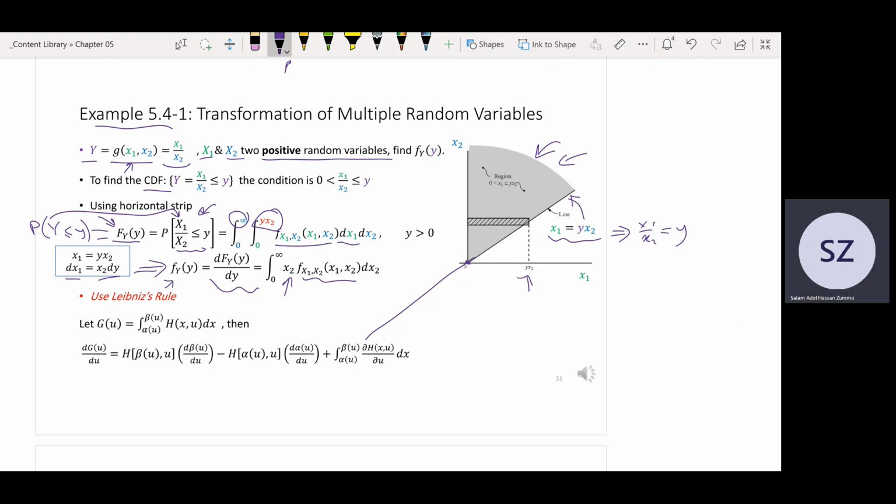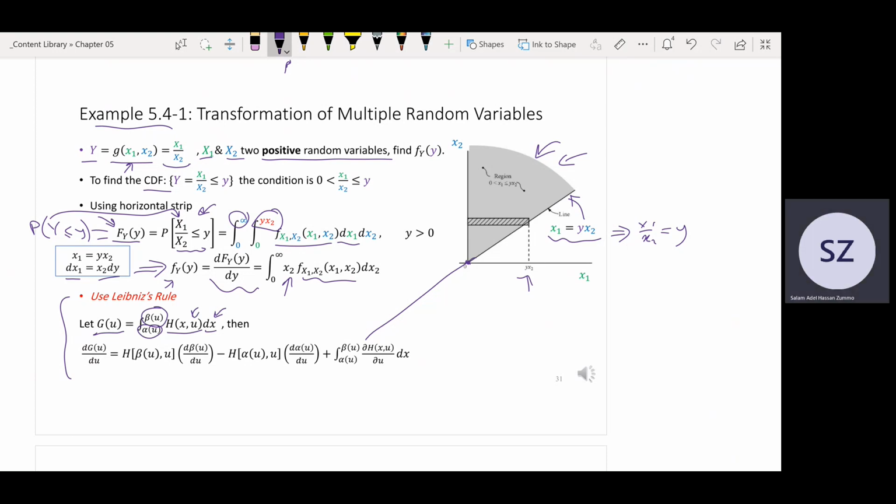Now today we have another example, and we'll use Leibniz's rule to simplify the solution, at least to get the solution. Now this rule says the following. If I have a function, g of u, that is an integral of another function, h of x and u, dx, we are integrating here with respect to x. However, the limits of the integral, beta of u and alpha of u, are functions of the second variable.